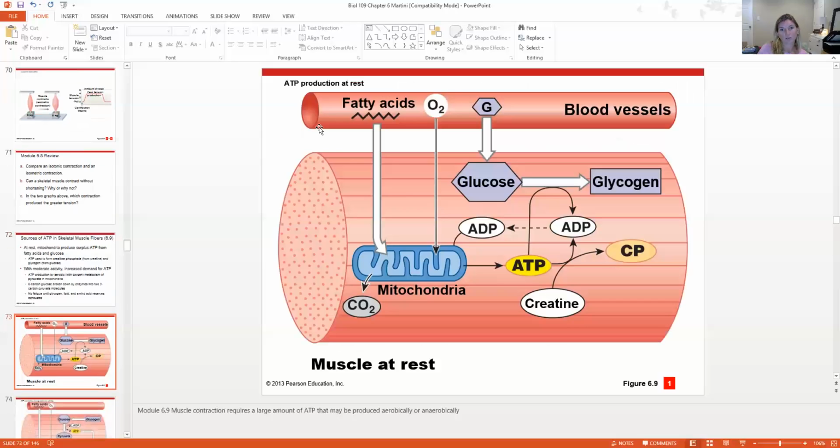Let's take a look here at what's going on. Your blood vessels are carrying glucose, oxygen, and fatty acids. These are all coming from your respiratory and digestive tracts, right? Glucose comes into our muscle cells, can be converted into glycogen and stored for later, or it can be used to make ATP or creatine phosphate. These molecules can go into the mitochondria and produce lots of ATP as well as carbon dioxide, which we exhale.